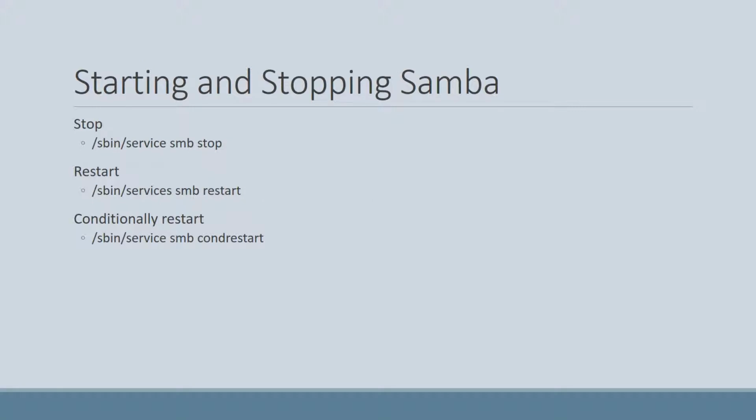How do you start and stop Samba? To start a Samba server, you need to type the following command: /sbin/service smb start. To stop the server, you need to type in the following command.